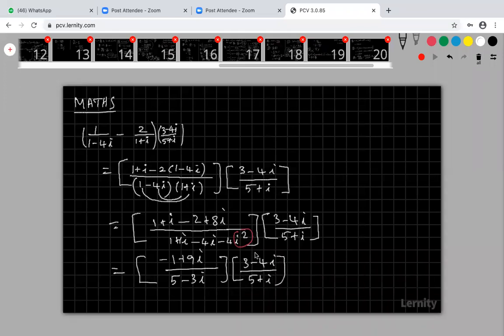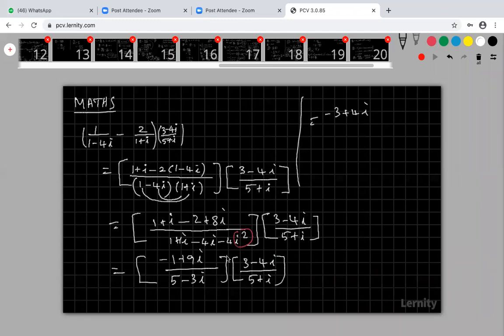Okay, now just multiply. Here also minus 1 plus 9i is there. You just multiply these two. Similarly, multiply in the denominator also. When you multiply the numerator, what is the answer? Minus 1 into 3 minus 4i, that is minus 3 plus 4i. You just multiply minus 1 into 3, minus 1 into minus 4i.